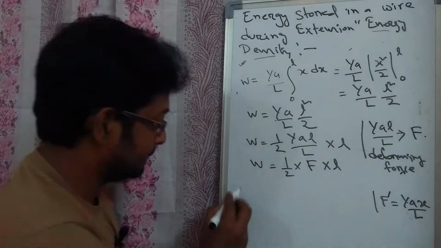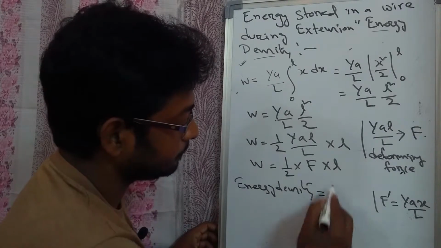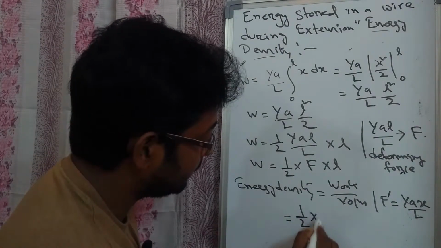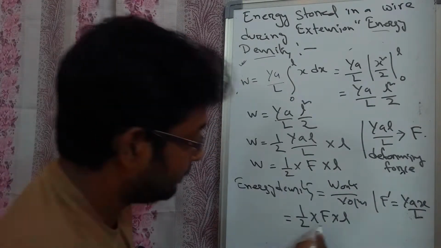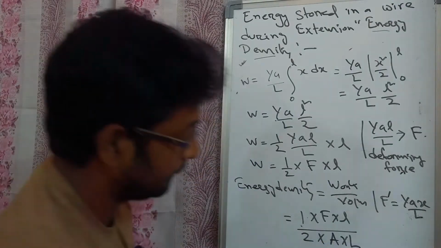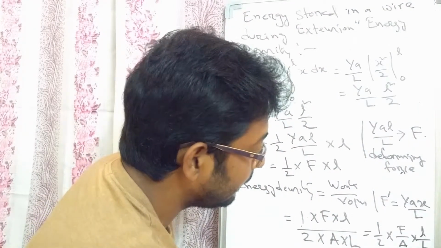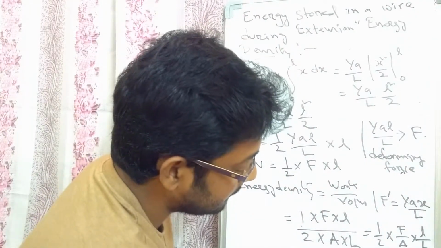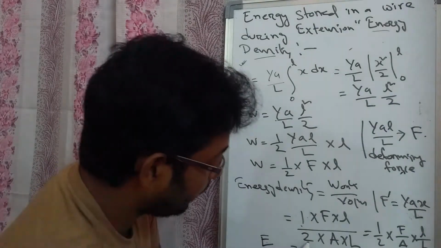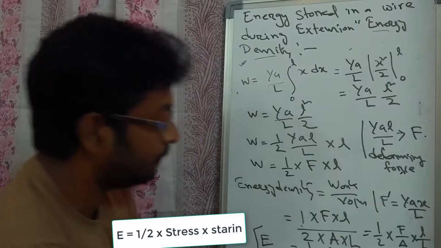So now our aim is to find the energy density. What is the formula for energy density? We know it is work done per unit volume. The work done in that case is half into F into l, and the volume is area into length. So this is half F by A into small l by capital L. What is F by A? We know that F by A is the stress and l by L is the strain. So ultimately I can write our energy density E equals half into stress into strain. This is my formula for energy density.